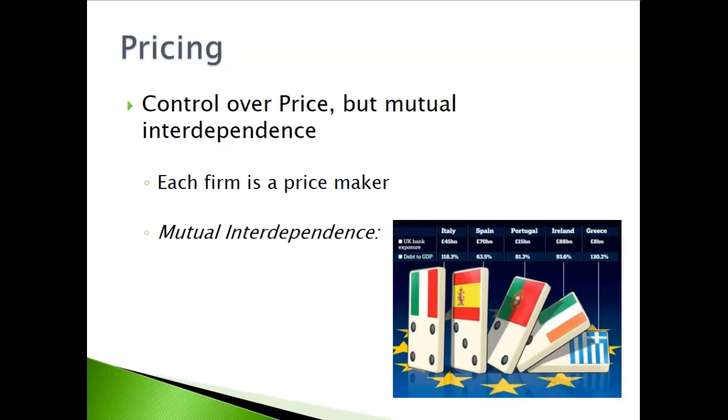But because of mutual interdependence, you get this domino effect. If one person prices low, everybody else is going to follow. If one person prices high, well, the others choose their price. So do they choose to go high or low? That's going to depend on the industry itself.